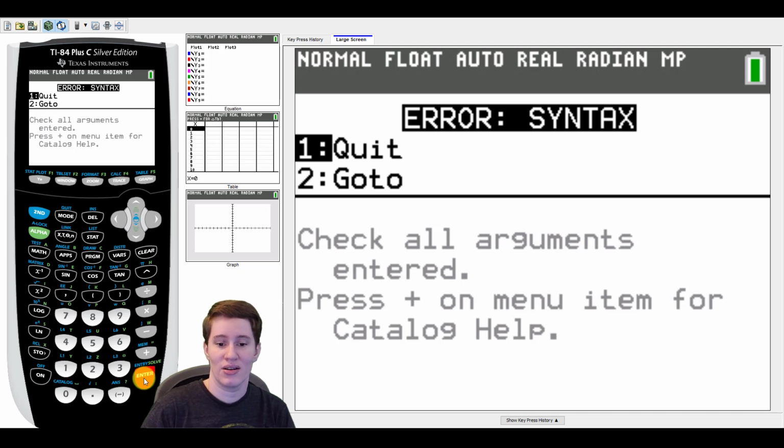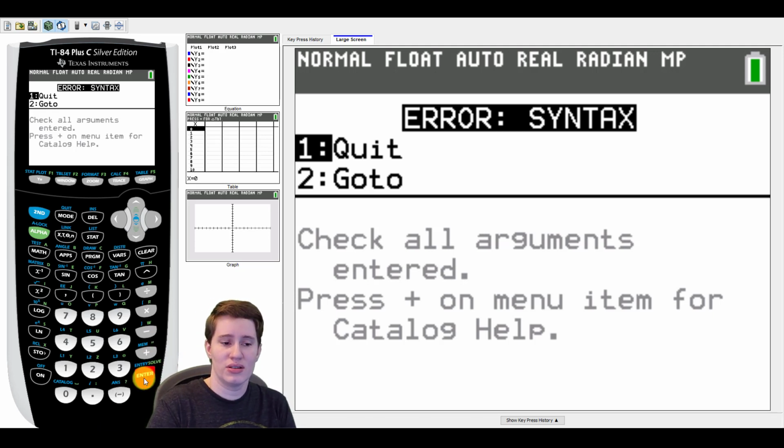So syntax is a fancy word for... press plus on menu item for catalog help. Interesting. Syntax is a word for the order in which we do things. The English language has syntax, or any language in general has syntax, where we put words in a certain order so that they make sense. Programming has syntax, so things like having to put parentheses around something or things like that.